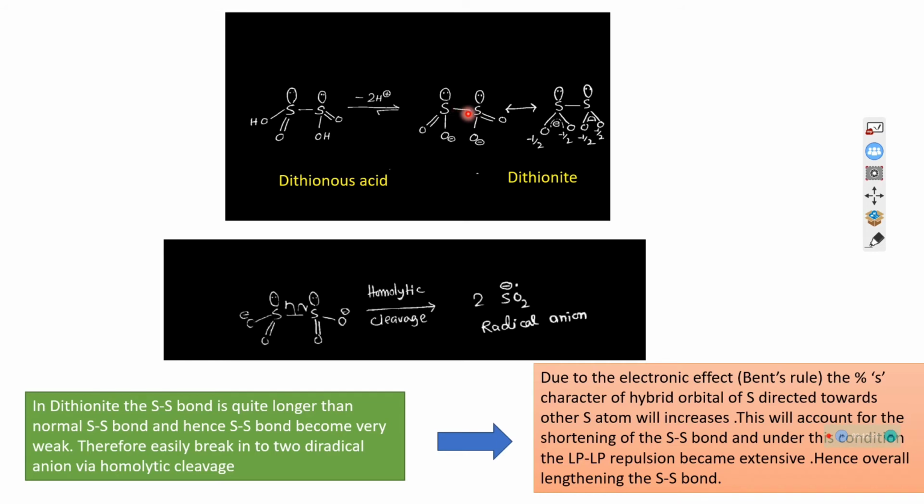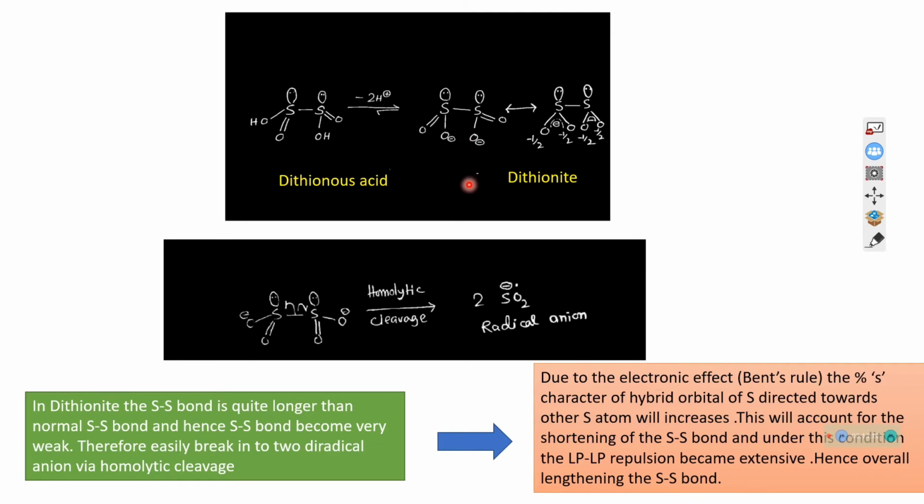Under this condition, when they come close to each other, they create an extensive lone pair repulsion between these two lone pairs. So to release this lone pair repulsion, these two sulfur atoms prefer to stay far from each other. That's why this sulfur-sulfur bond becomes very long and weak, and hence it easily breaks into radical anions via homolytic cleavage. So I am repeating it again.